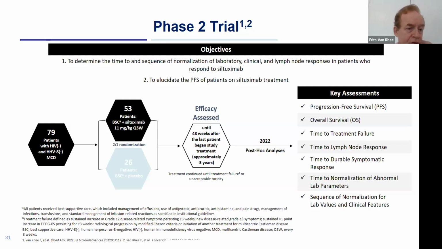So there were 79 patients with HIV negative, HHV-8 negative disease randomized in a 2-to-1 fashion, either to receive study drug or placebo, and the placebo arm was allowed to receive 1 milligram per kilogram prednisone or equivalent. These patients were followed for response, both tumor response and clinical response. And more recently, we looked at progression-free survival and overall survival, and also at the time to response and the various components of response. That is a lymph node response, the normalization of abnormal laboratory parameters, and improvements in symptoms.